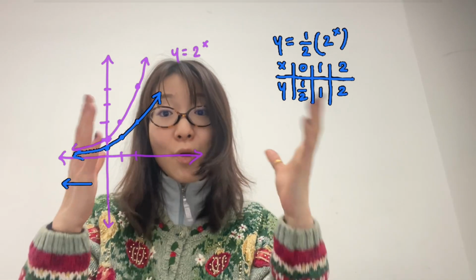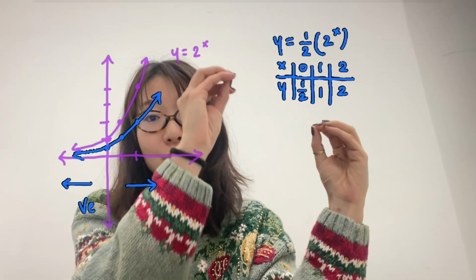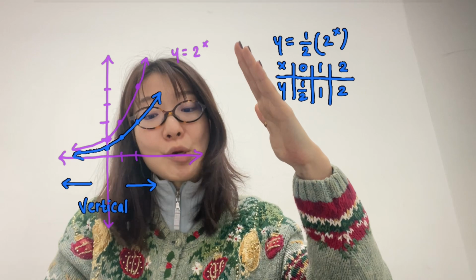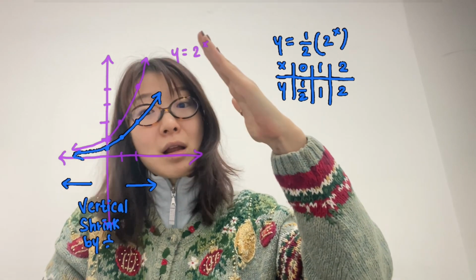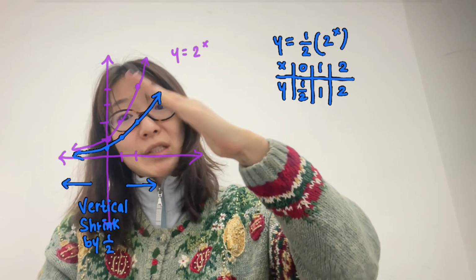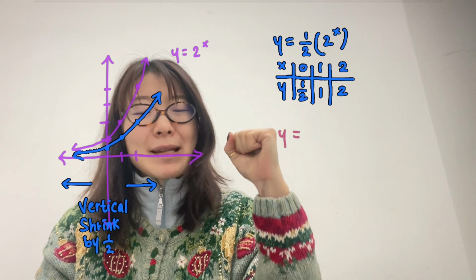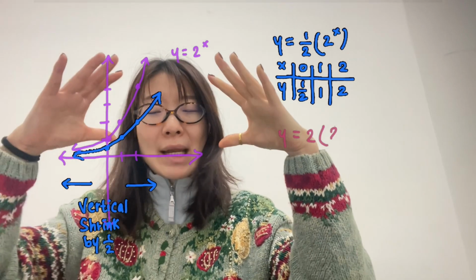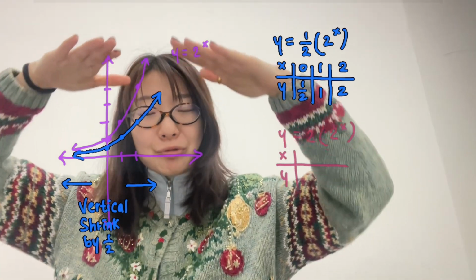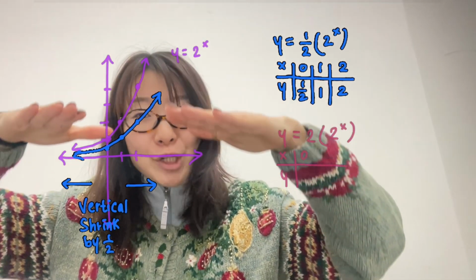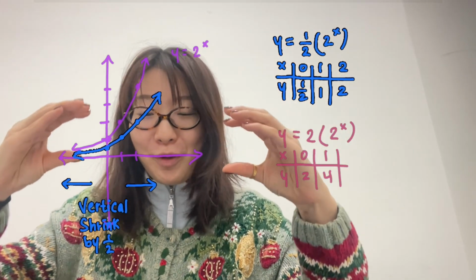What I notice is that our original parent function is in fuchsia, and take a look at my blue graph. My blue graph is almost like it's ready for a nap, right? It's almost like somebody pressed the original graph down, correct? And we call this vertical shrink.